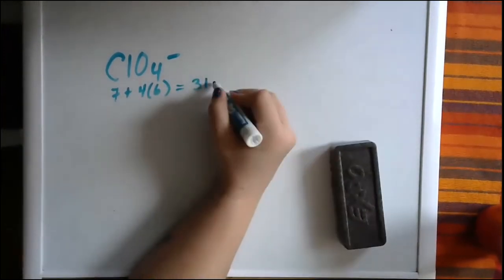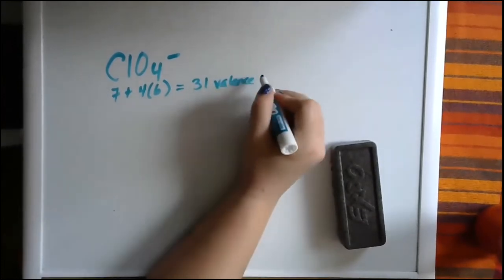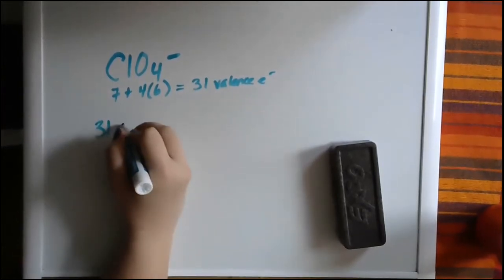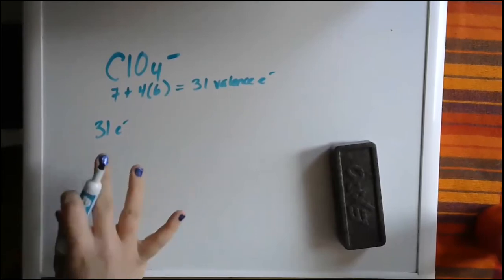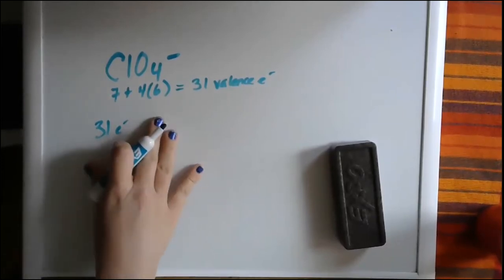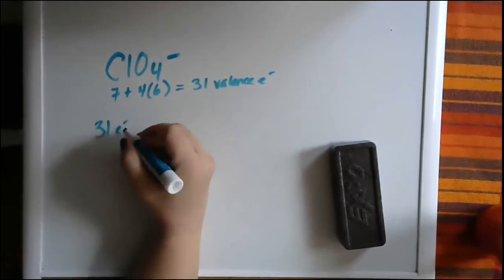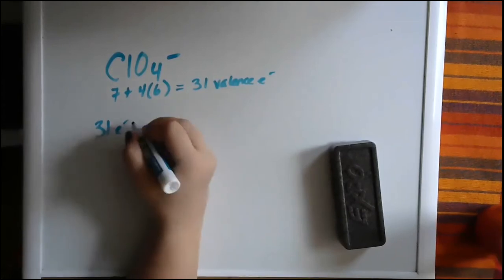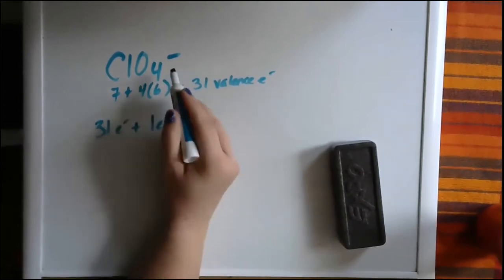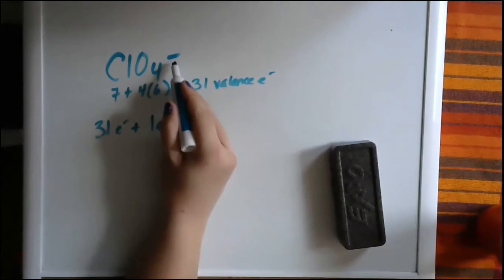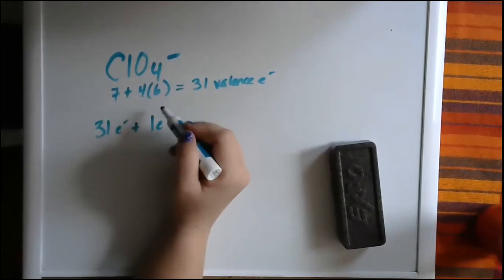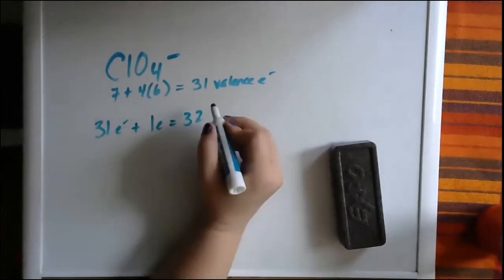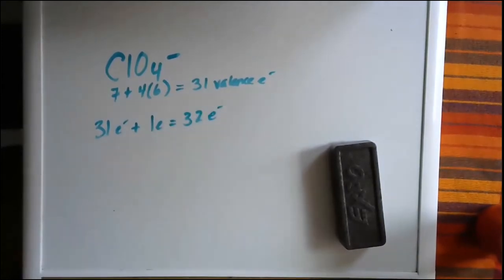So we had 31 valence electrons. But what does an anion mean? It means that we're going to add an electron to our molecule here. So we had 31 present in a neutral ClO4, but now we're going to add 1 electron because it's a -1 charge. If it was a -3 charge, we would add 3 electrons, but it's only a -1 charge. So we'll just add 1 electron, which means that we have 32 electrons for our structure.